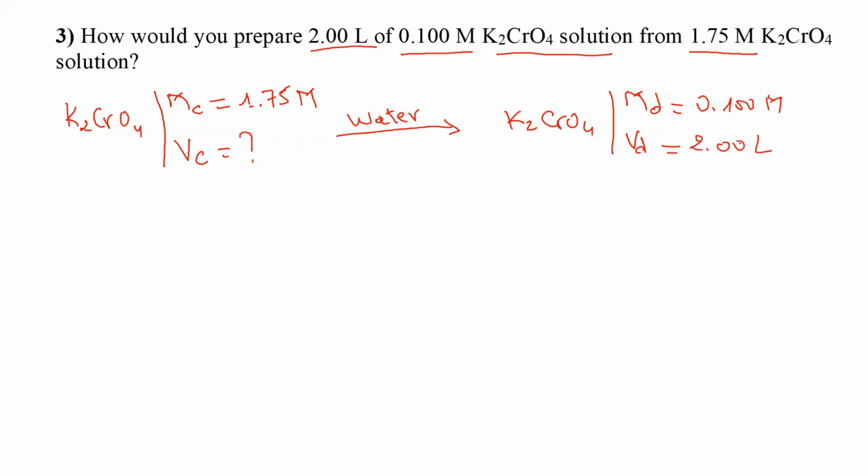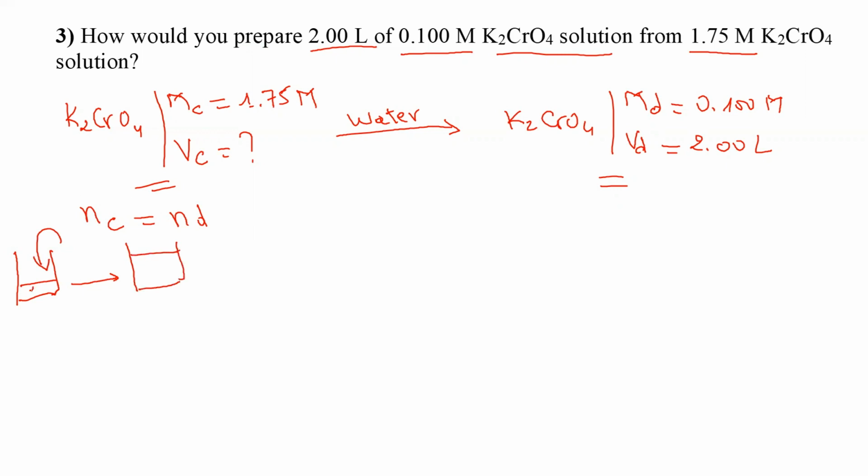So what is conserved between this state and this state? Exactly, the number of mole. We know that the number of mole of potassium chromate in the concentrated solution should be equal to the number of mole of potassium chromate in the diluted solution. Okay, so I just have a concentrated solution like this. Okay, and I add water to get something diluted.